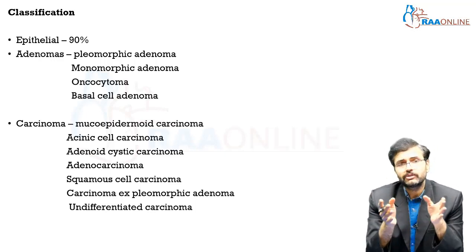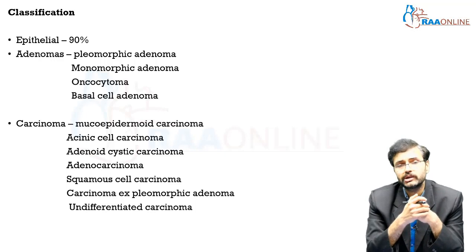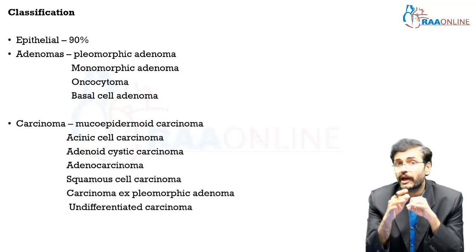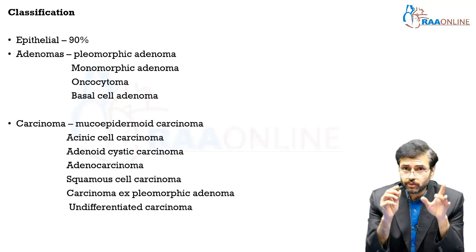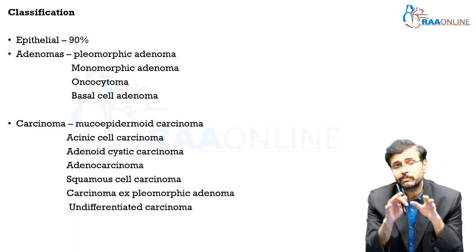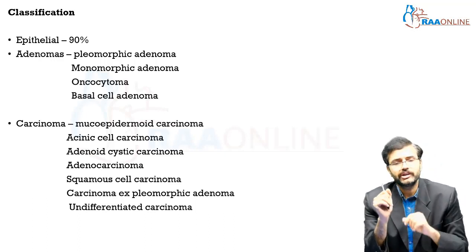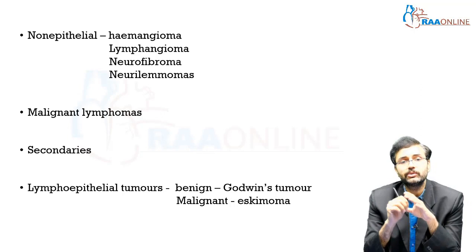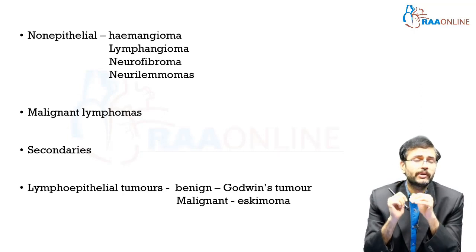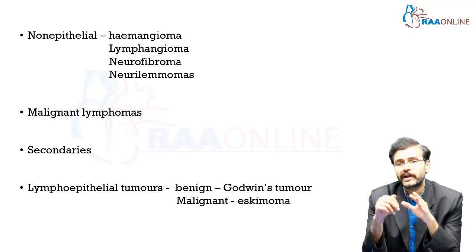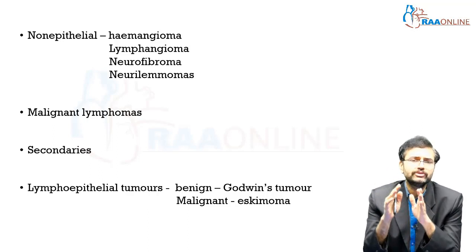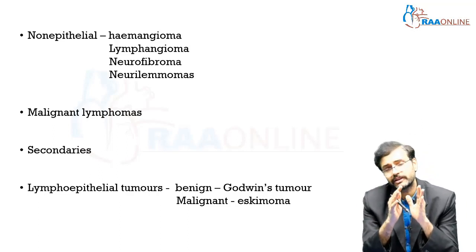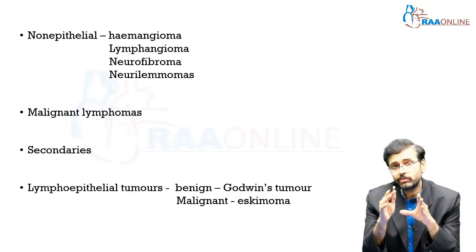Their malignant counterparts, basically the carcinomas, include mucoepidermoid carcinoma, acinic cell carcinoma, adenoid cystic carcinoma, adenocarcinoma, squamous cell carcinoma, carcinoma ex pleomorphic adenoma, and undifferentiated carcinoma. Non-epithelial tumors include hemangioma, which is the most common parotid tumor in pediatric age group. In fact, it is one of the most common parotid tumors seen in infants, and usually it regresses on its own. It usually has a regressive course. Okay, so hemangioma is the most common parotid tumor in pediatric age group.